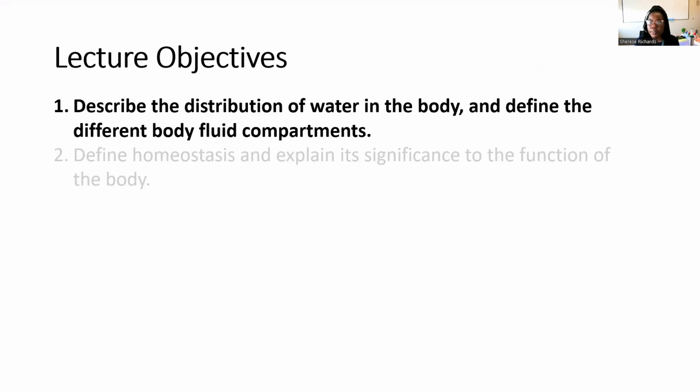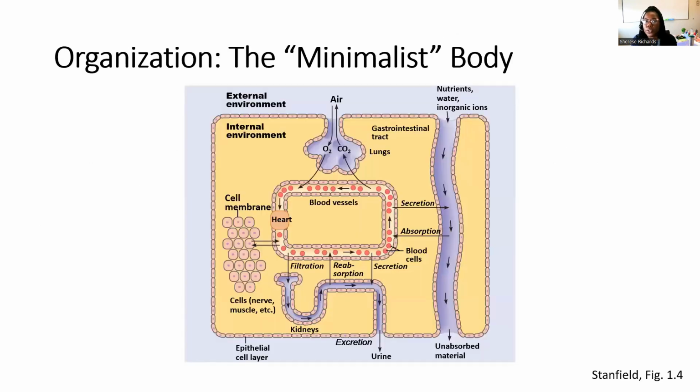So we'll hit the first objective first, and we'll do that by starting to think about the organization of the body. This is a really good schematic to start with. It's a representation of what the body looks like. It's a minimalist version of that, in that there aren't exact sizes or proportions, right? This doesn't in any way look like our body, but it's an accurate representation of the way our body is compartmentalized. So we have an external environment, and then we have an internal environment.